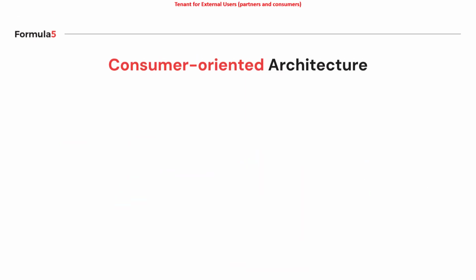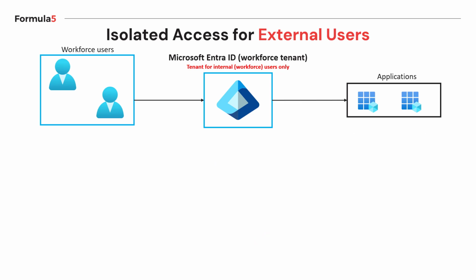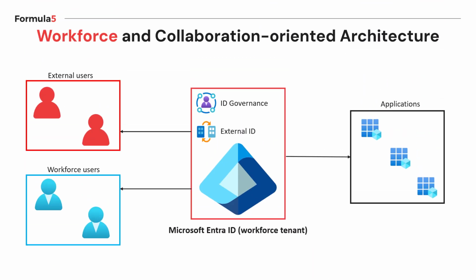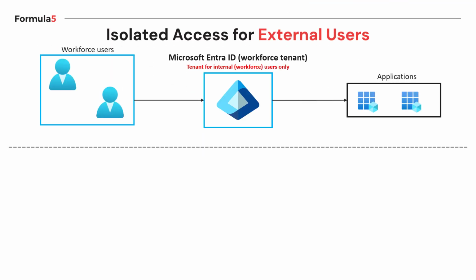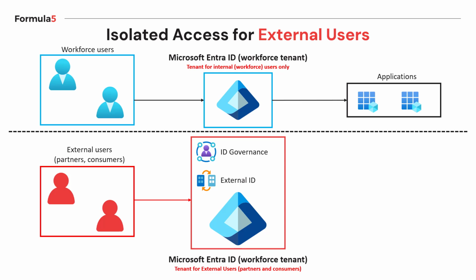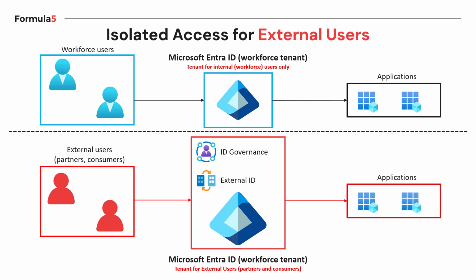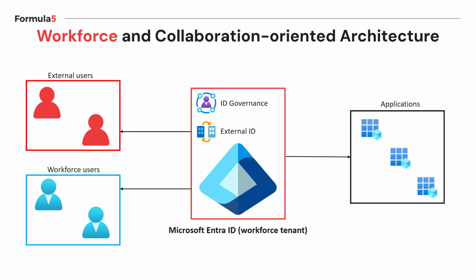So actually you can mix up this architecture I mentioned at the beginning, so this one, with isolated access for external users. Okay, so in this case you will have actually such architecture where you have your workforce tenant, you have your external ID, and you have your external other tenant, also workforce tenant for those external users. So you can mix them, but typically architectures that you will see is workforce and collaboration oriented architecture.